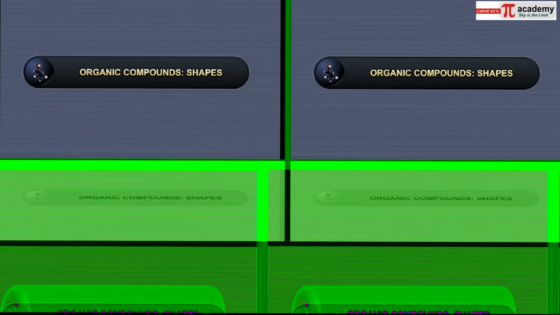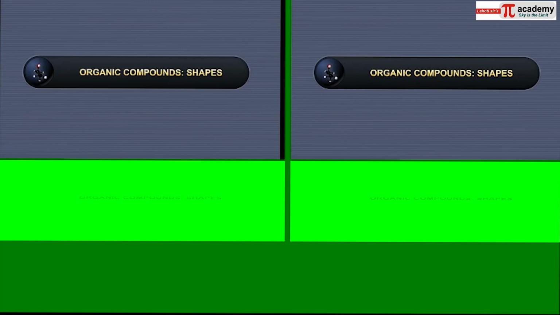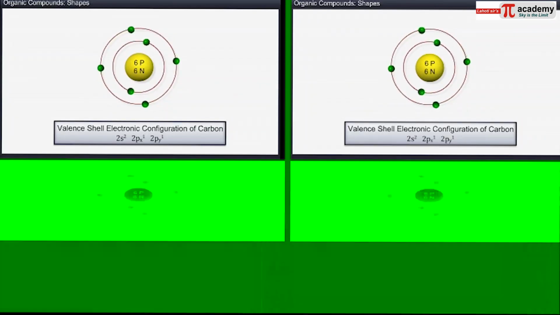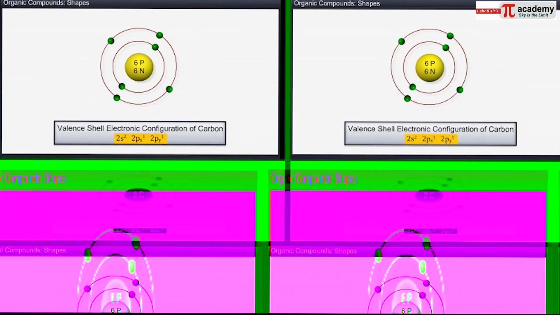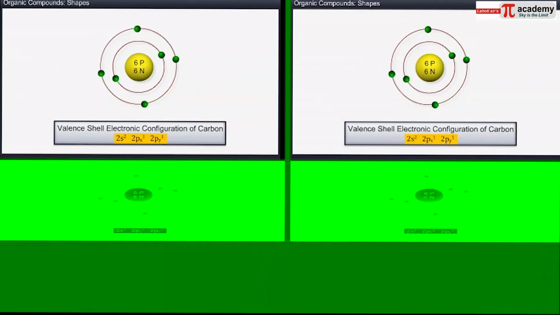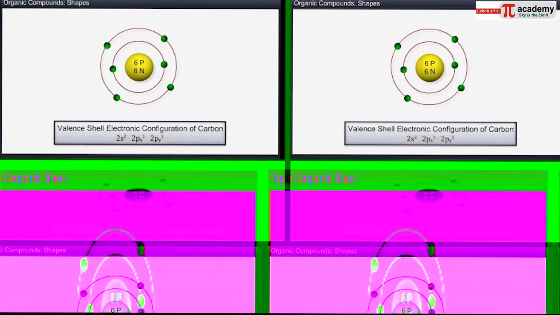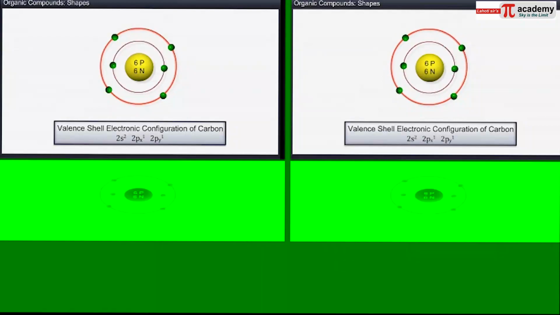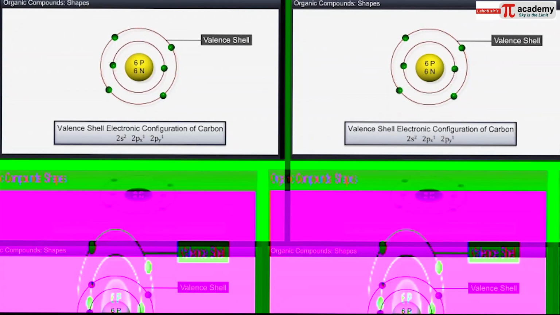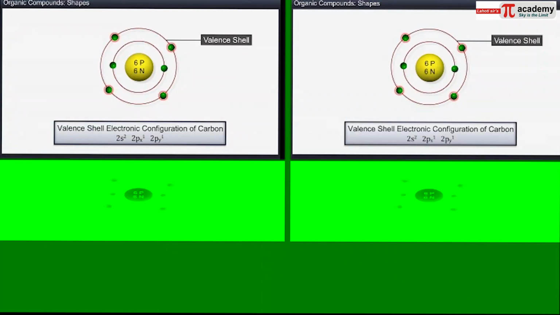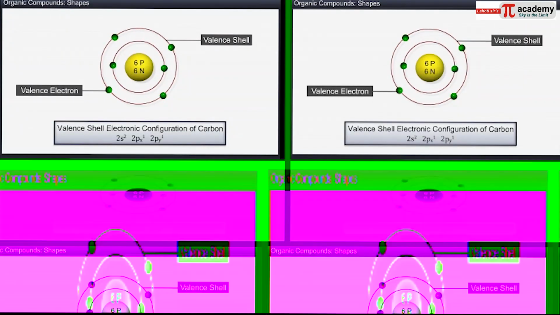module. You will learn about tetravalence of carbon and shapes of organic compounds. The tetravalence of carbon can be explained from its valence shell electronic configuration. We know that the outermost shell of an atom is known as the valence shell. Electrons present in the valence shell, that is, valence electrons, take part in the chemical reaction.